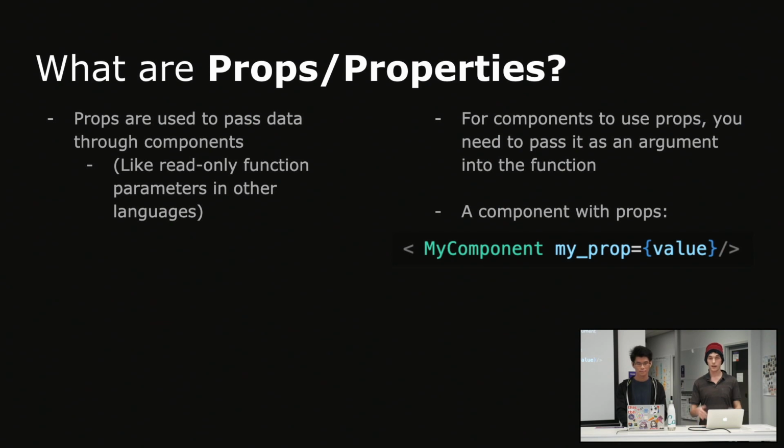And like any other language, there are a couple of rules involved in this as well. When your components use props, you need to pass it as an argument into the function. And we'll look at that in a second. So this little image here is how we define a component in React. And this here is how we define our function parameter, the prop, what goes into that function.